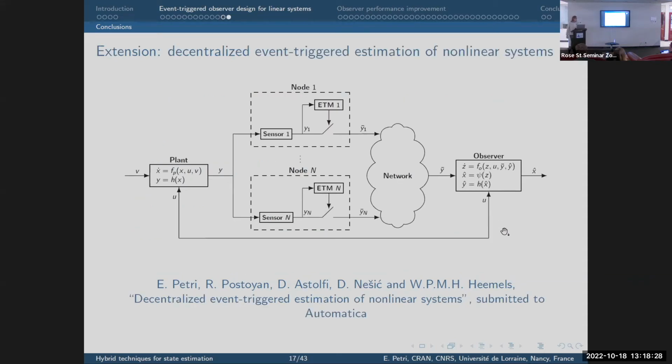Moreover, we extend the result of this work, considering general nonlinear systems and nonlinear observers. So both the system and the observer are described by nonlinear equations. And we also consider a decentralized scenario, where there are n independent smart sensors, and each sensor decides when to transmit its own output data to the observer, independently from the others. This extension is in a work whose title is Decentralized Event Trigger Estimation of Nonlinear Systems, that is submitted to Automatica.